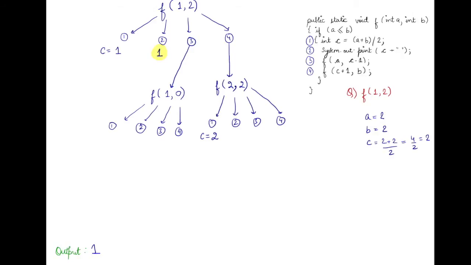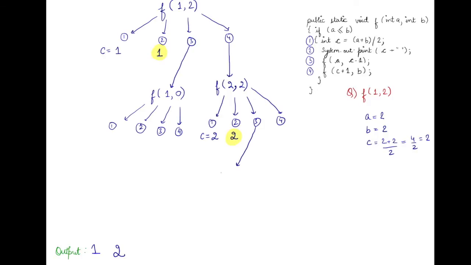Now that we've calculated the value of c and we're done with the first step, we move on to the second step, which is asking us to print the value of c. And c, as we calculated, is 2. So this right here gets printed in the output. Once we're done with the second step, we move on to the third step here. So the third step is calling another function.